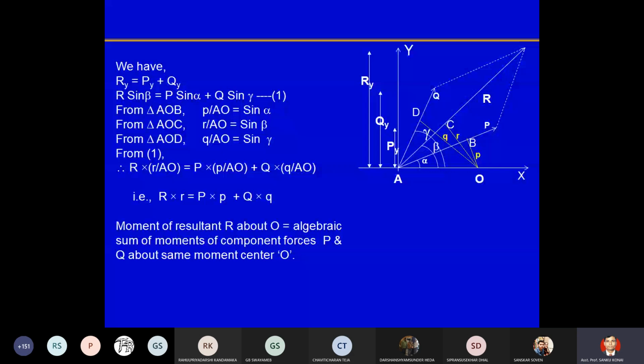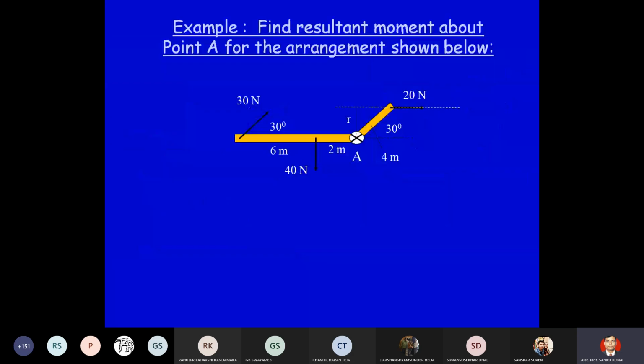Now let's say in a particular system, if there are multiple, so this theorem is clear to everyone? Yes, sir. Yes, sir. Okay. Yes, sir. Fine, fine.